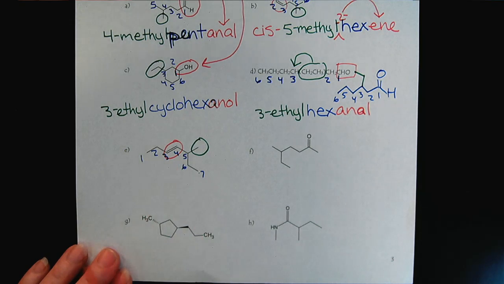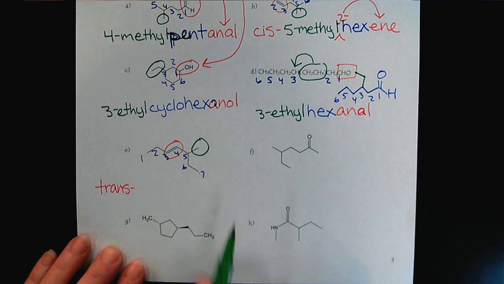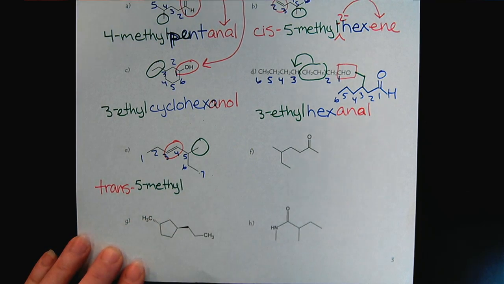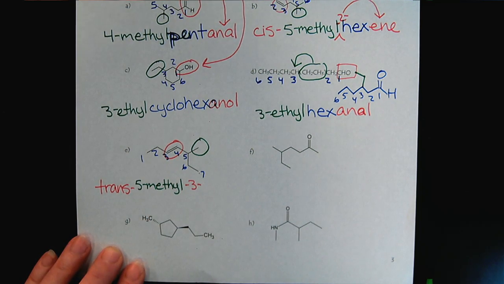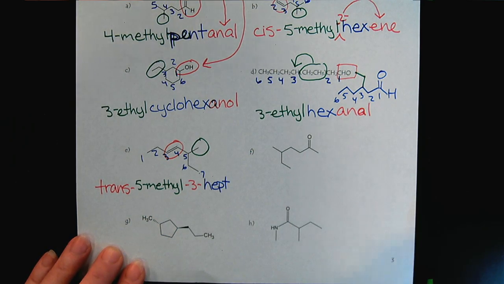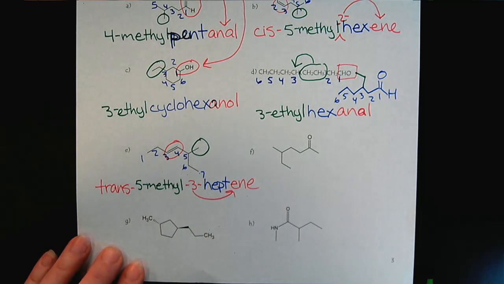This double bond, what's the stereochemistry? It's shown as trans. Then we have 1 branch, 5-methyl, and we have a 7-carbon chain. We got to tell everybody where the double bond is, so we put the 3, the locator, in. And then we would put the hept to let us know there's 7 carbons. And then we would put the ene to let everybody know that it's a double bond at carbon 3. Alrighty. Okay, so we'll move on to F.